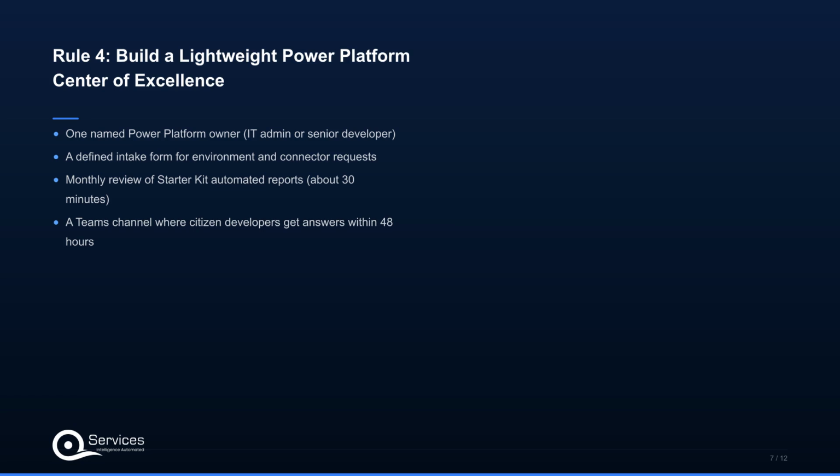Microsoft's Power Platform CoE Starter Kit is a free collection of apps, flows, and dashboards that automates an inventory of everything running in your tenant. It shows which apps exist, who built them, when they were last modified, and whether they've had active users in the past 30 days. For Power Platform CoE small business implementations, this replaces several hours of manual auditing each month.